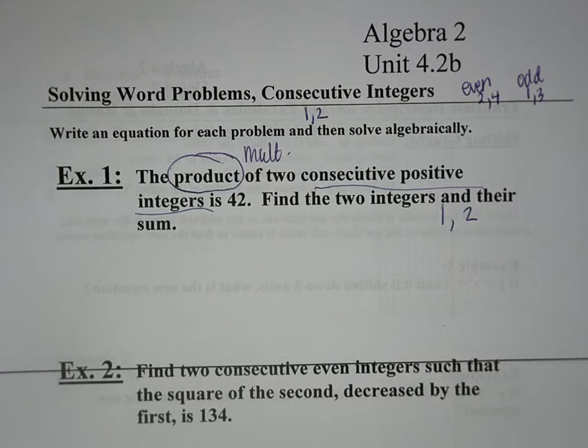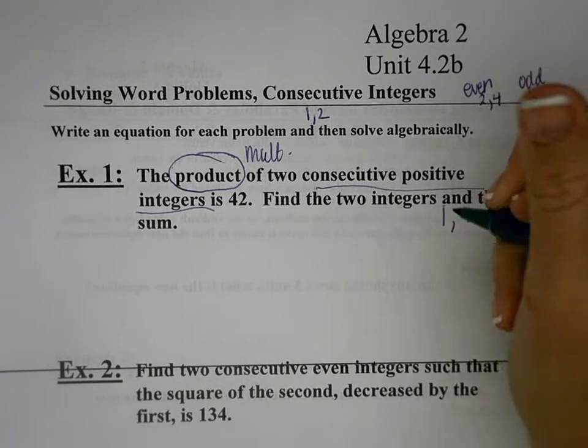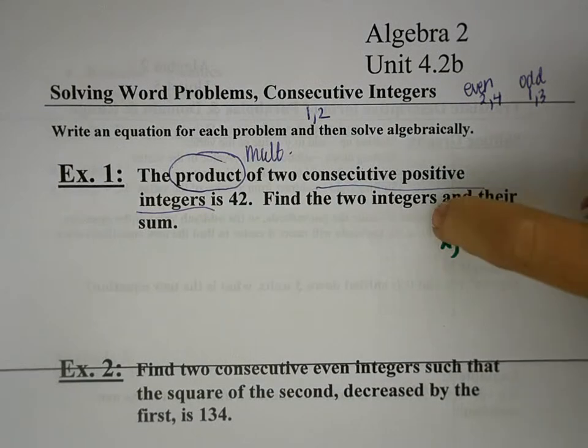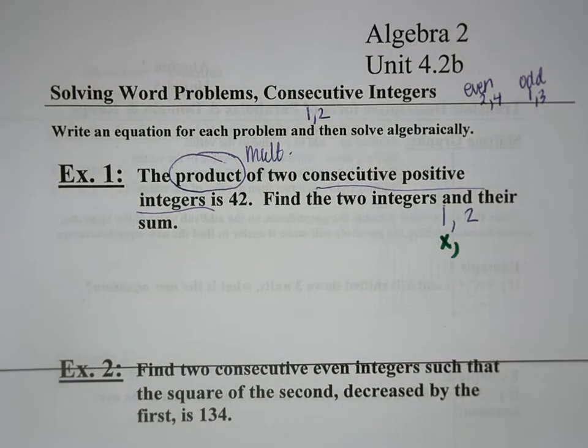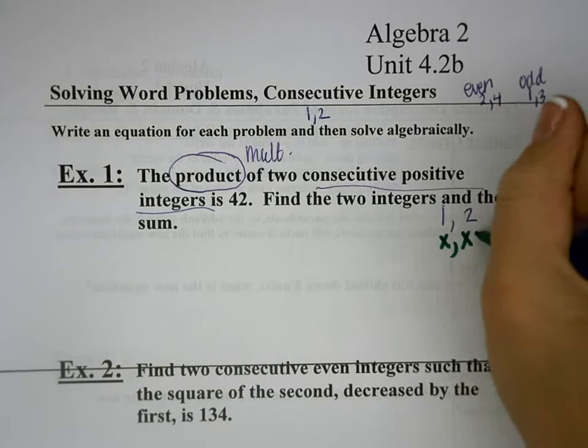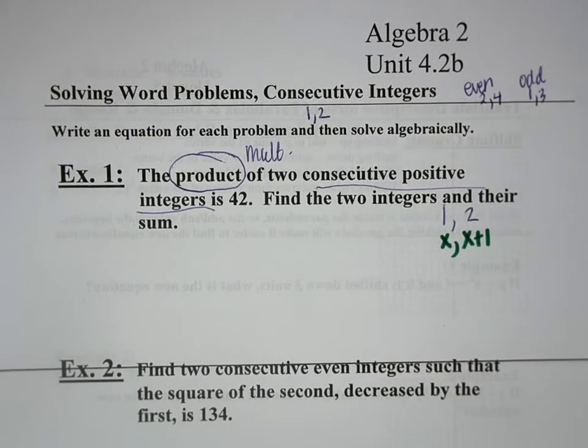Okay, so what I normally do is once I have the numbers that are kind of giving me an example of what they're talking about in the problem, your first number is always your variable, which we're going to put as x. And then what do you add to 1 in order to get to 2? 1. So 2 would be x plus 1, because you would take whatever value your first number is and you'd add 1 to it to get the next consecutive number.